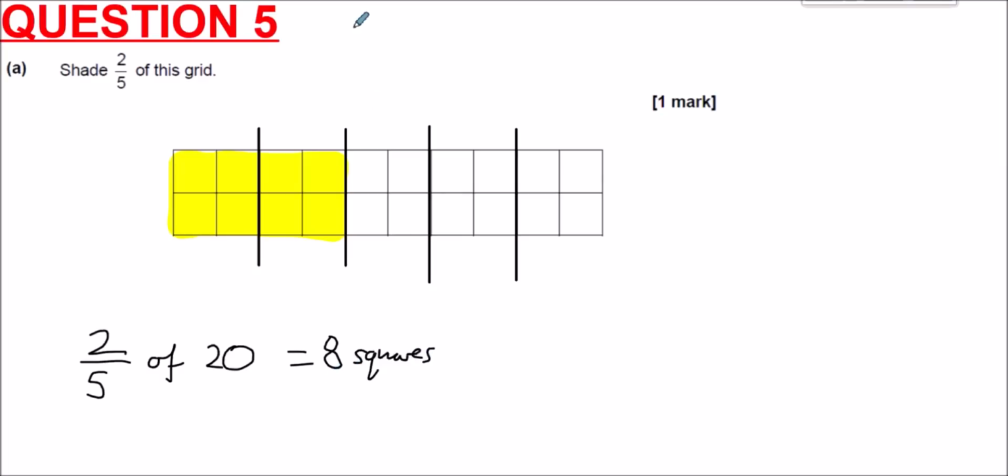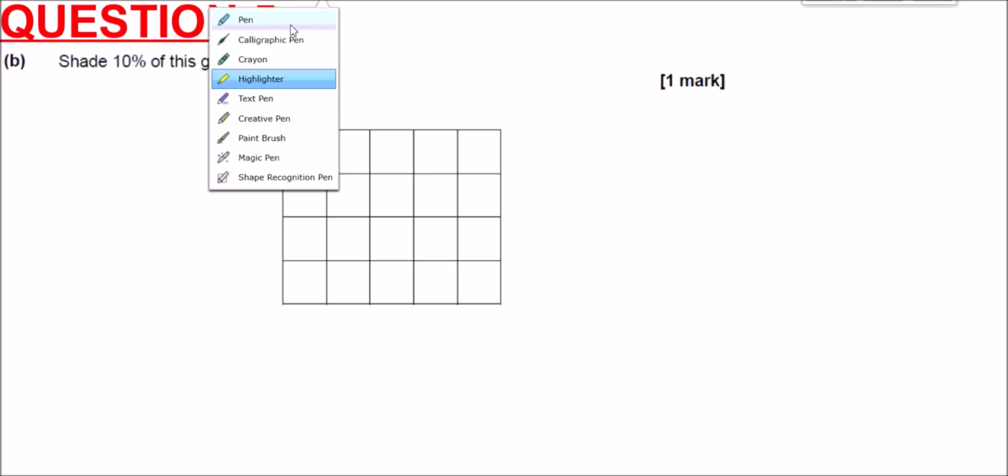So it just tells you that you need to shade in 8 squares by using a direct calculation. Part B, you need to shade in 10% of this grid. So again, it wouldn't hurt to just count up how many squares we've got. Well, we've got 5 columns of 4, so there should be 20 squares, but if you want to, count them by all means. 1, 2, 3, 4, 5, 6, 7, 8, 12, 16, 20.